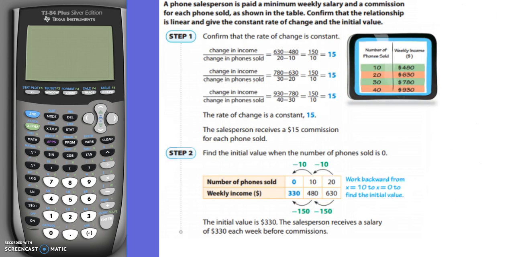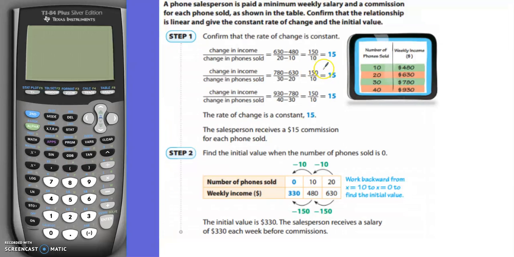A phone salesperson is paid a minimum weekly salary and commission for each phone sold, as shown in the table. Confirm the relationship is linear and give the constant rate of change and the initial value. All right, so if we have 630 and 480, we subtract them, we get 150. 20 minus 10 is 10. 150 divided by 10 is 15.